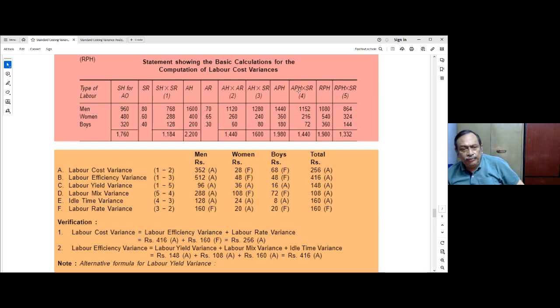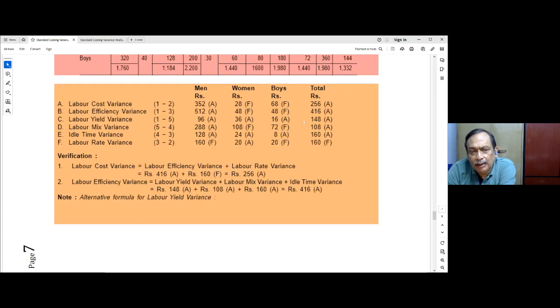Then we should go to verify the variances that we have computed, that is labor cost variance is equal to labor efficiency variance plus labor rate variance. So putting the respective figures for labor efficiency and labor rate, that is rupees 416 adverse, rupees 160 favorable, we get 256 adverse.